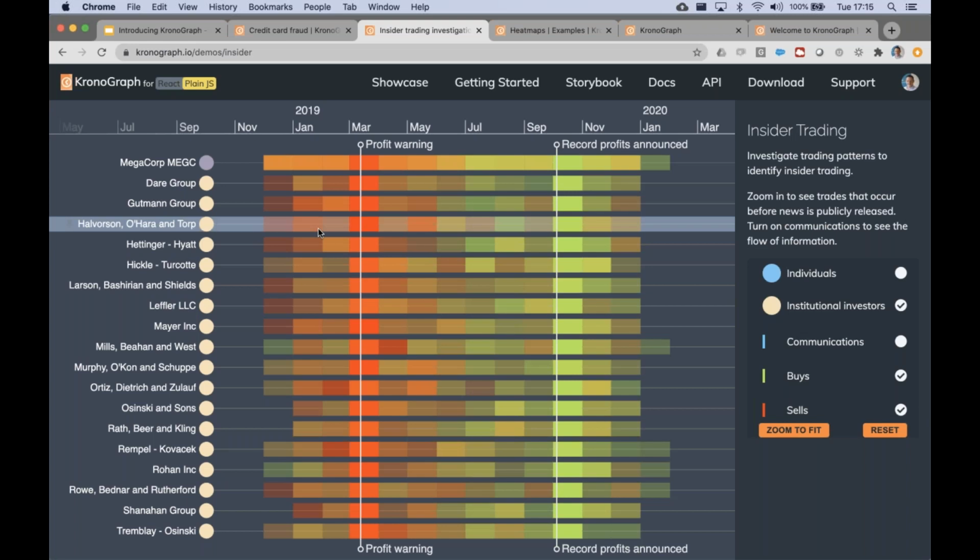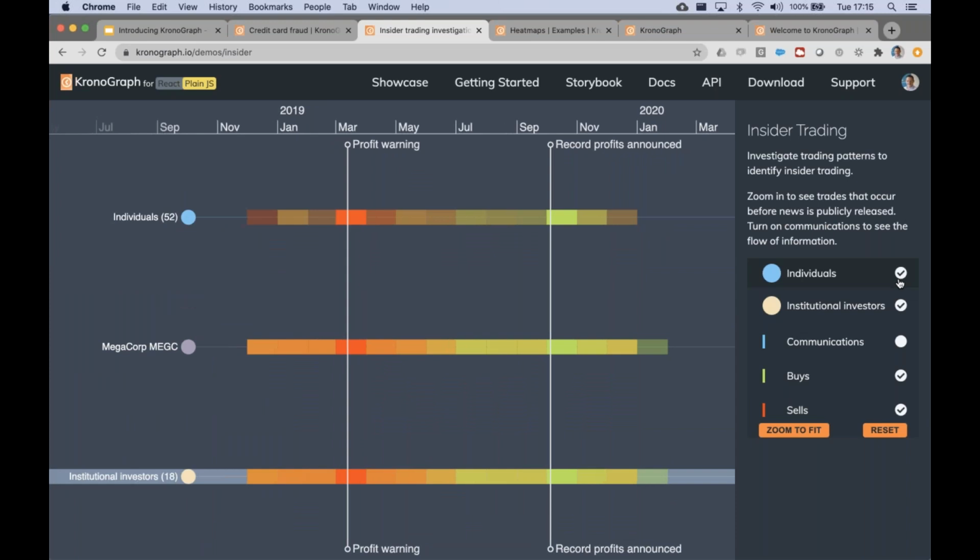This is a meaningful view. Even though I've got thousands of events on the screen, I've got a meaningful view, and I can learn something from this level. And if I need to zoom in, I can. In this case, we're looking at an insider trader investigation.